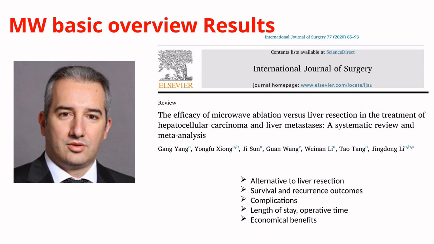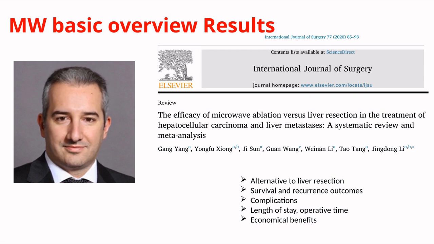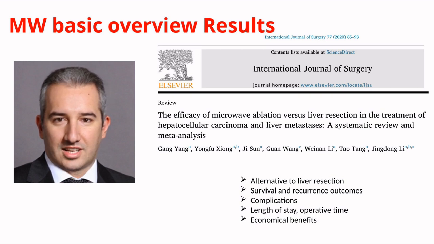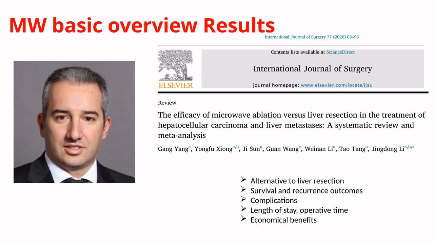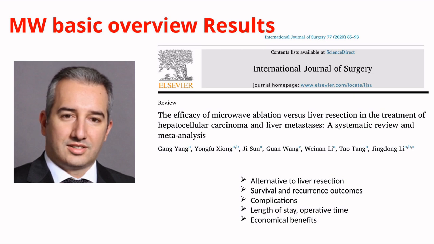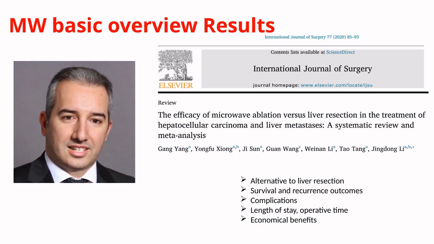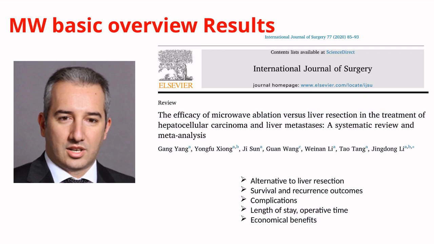Although it is beyond the scope of this introduction, let me use this meta-analysis of hepatocellular carcinoma to highlight the state-of-the-art of microwave. The study is comparing microwave ablation in metastasis and HCC versus liver resection, and conclusions are: microwave can be an effective and safe alternative to liver resection in patients with tumors that are not as amenable to resection. Survival and recurrence outcomes were not statistically significantly different between microwave and liver resection. Microwave exhibited significantly shorter length of stay and operative time, less intraoperative blood loss, and fewer complications.